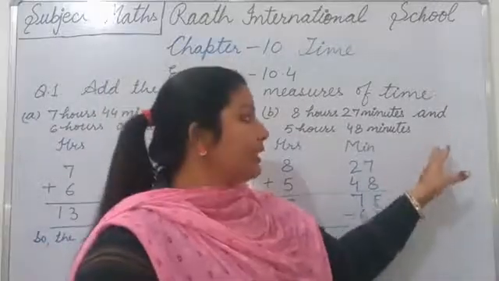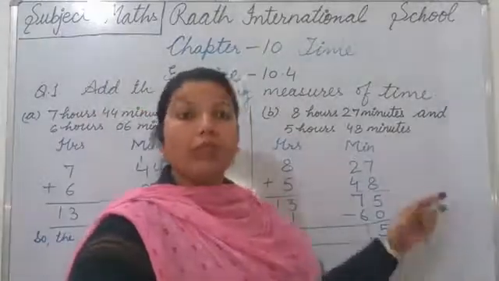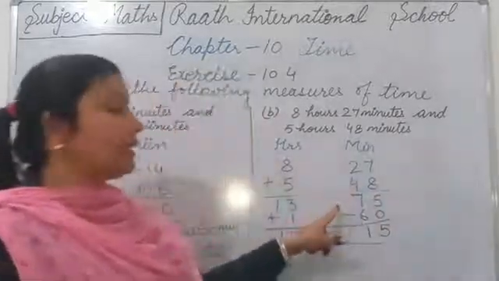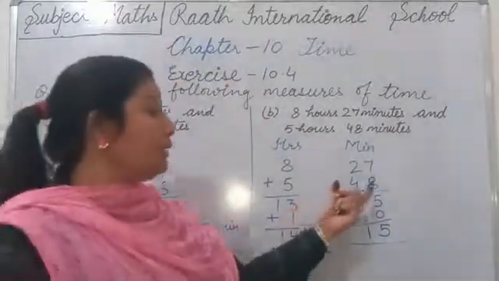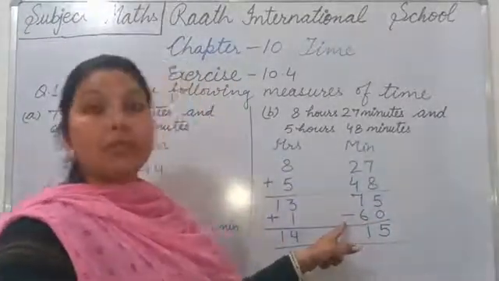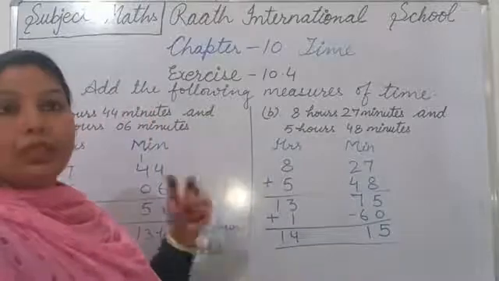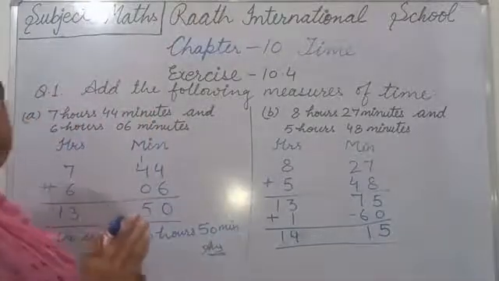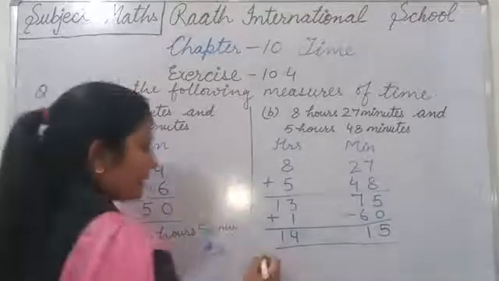So if in seconds you have 60 or more than 60, reduce 60 from the seconds and give 1 carry to the minutes. And when you have more than 60 in minutes also, reduce 60 from here also and give 1 carry to the hour. Okay. So the same way there are C and D parts also, that you will do yourself. Now we write its answer also.